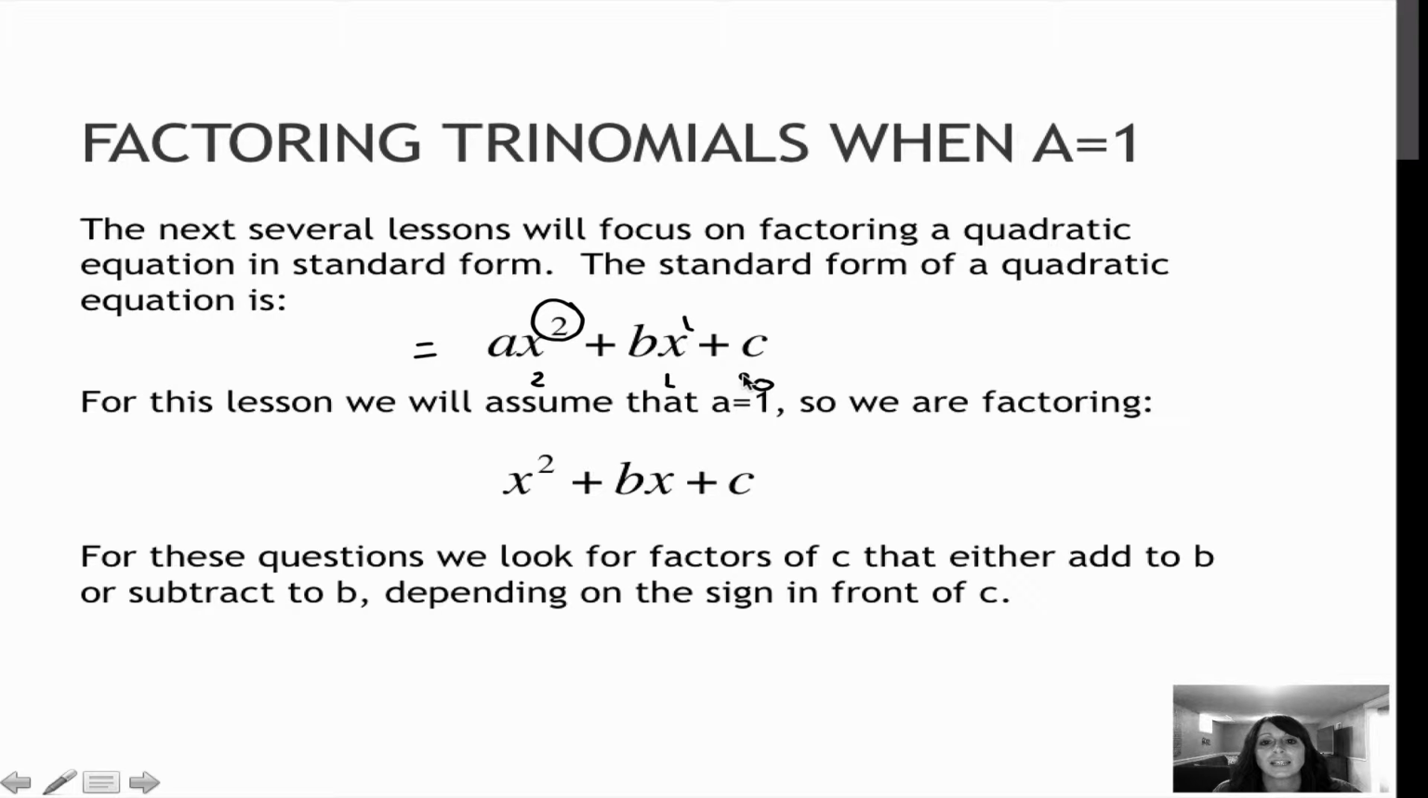Now specifically in this lesson, we're going to assume that a is 1. So the coefficient for our x squared value is a 1. So this is what it's going to look like. Remember, there might be a minus here instead of a plus, or a minus here instead of a plus, but that's what we're going to work on. And when we do that, we're going to focus right here. We're going to look for factors of c that either add or subtract to b, depending on what this value is.